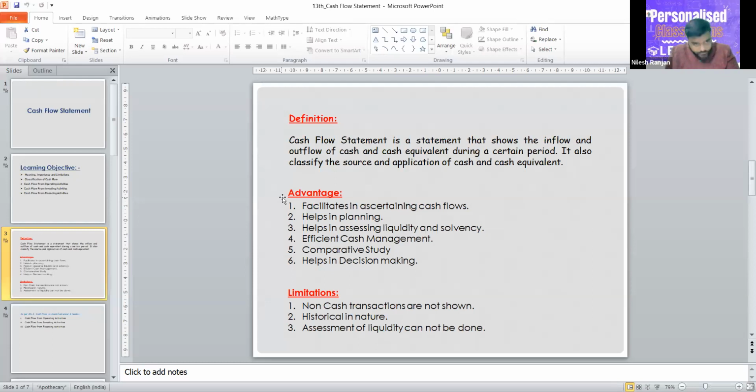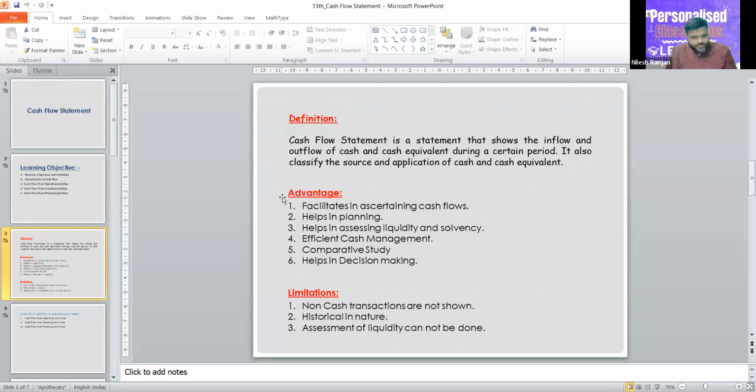It helps in decision making. If I have to take some decision, then I have to rely on past data, and the cash flow statement also provides us the past data related to cash. So it also helps in decision making.